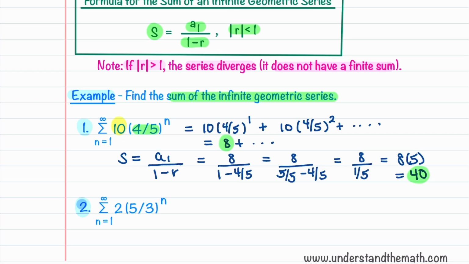One thing that I want you to notice about this example is r. r is equal to 5/3. That is greater than 1. And whenever we have an infinite geometric series with a value of r greater than 1, our series does not have a finite sum, and we say that the series diverges. If you go on to study calculus, you will study series just like this.